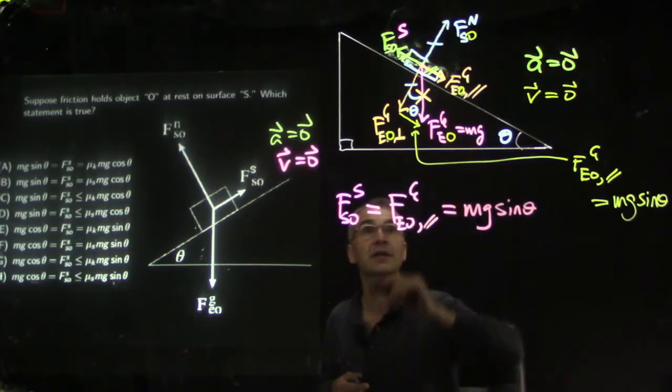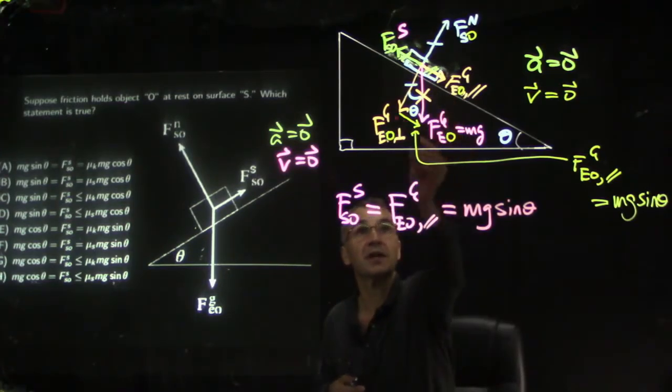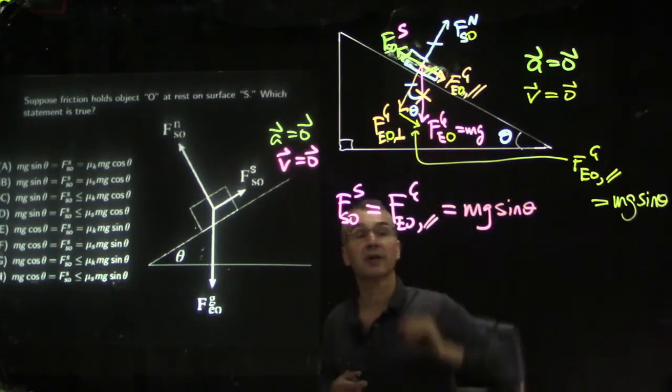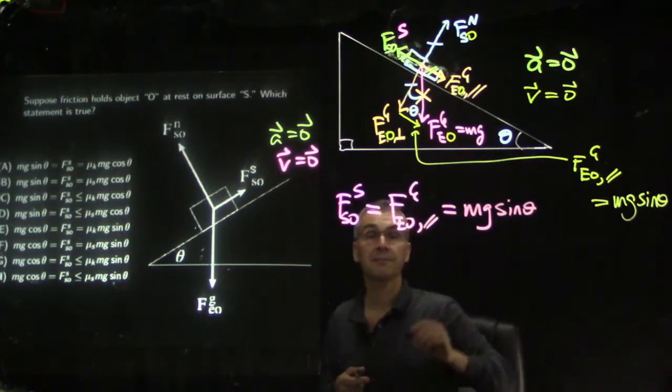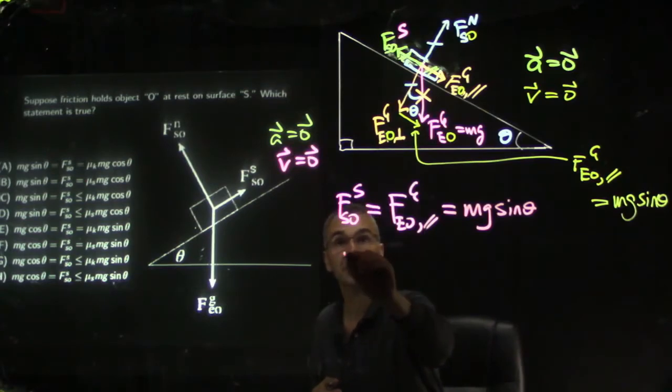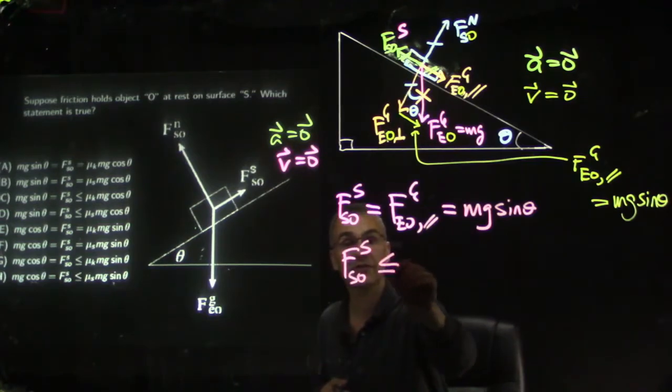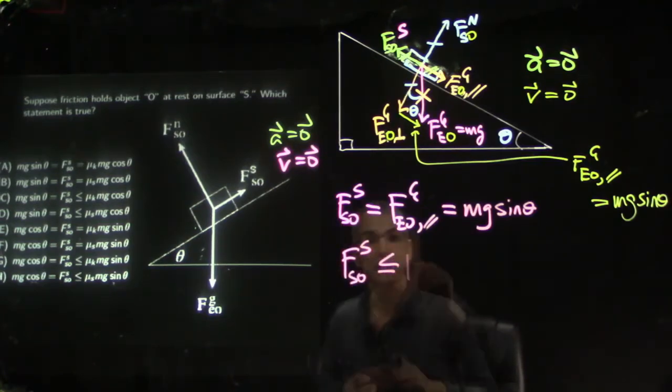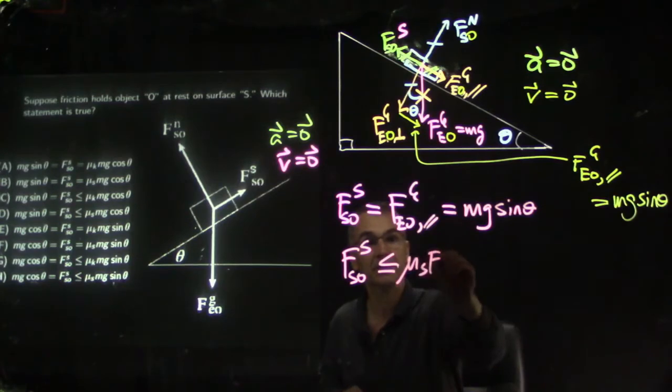We worked that out because it's the same as this yellow arrow, and we had opposite over hypotenuse, that's the sine theta. And then meanwhile, we have F static of the surface on the object must be less than or equal to mu static times F normal, and mu static F normal, that's mu.